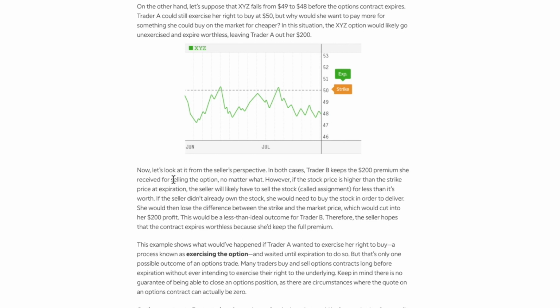Now let's look at it from the seller's perspective. In both cases, as the seller, you always get to keep the $200 premium she received for selling the option no matter what. This is important. Note that down.